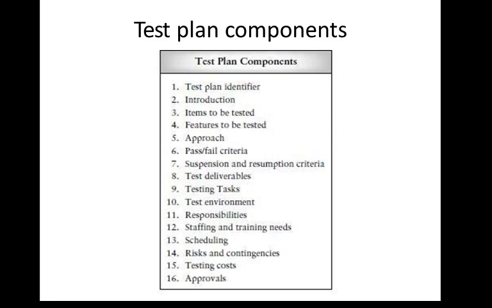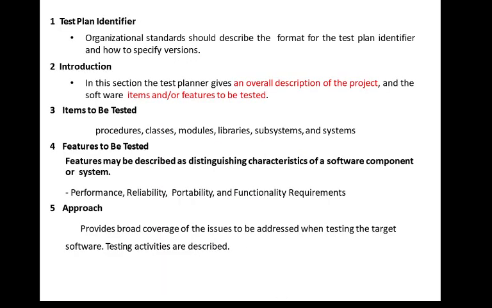The first component is the test plan identifier. The organizational standards should describe the format for the test plan identifier and how to specify the version. You need a unique identifier so that it can be associated with a specific project and become a part of the project history. The project history and all project-related items should be stored in a project database and come under the control of the configuration management system. So that is the test plan identifier component.